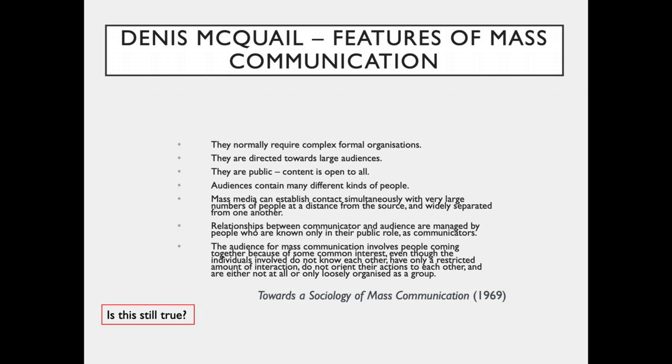And as it says, the audience for mass communication involves people coming together because of some common interest. So it could be that everybody likes watching Coronation Street, for example. They don't know one another, the people that all want to watch it. They only have a restricted amount of interaction. They are all watching television at the same time, and they are all fans of this particular programme.